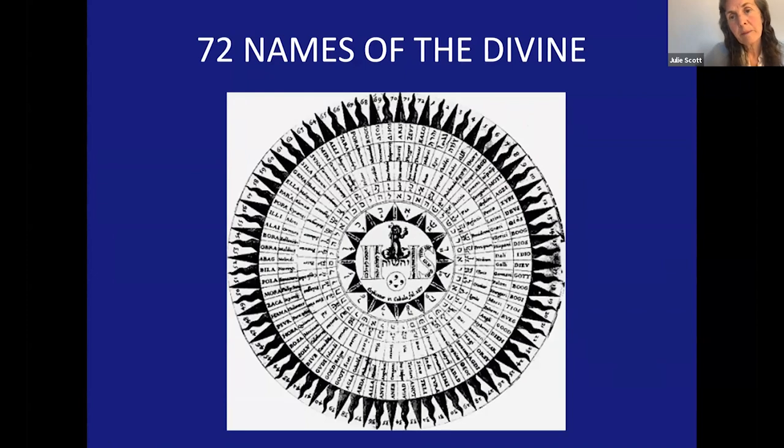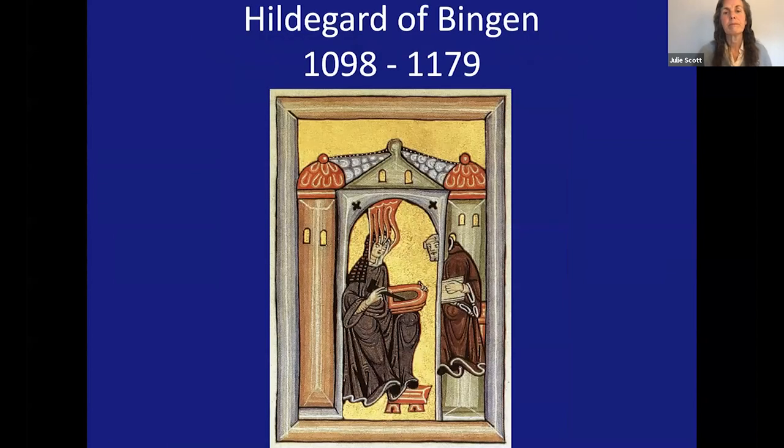There are other Kabbalistic mandalas, including this one, which is the 72 names of the divine. Some of you may be familiar with the work of Hildegard of Bingen, a German mystic who lived from 1098 to 1179. She was a composer and a philosopher and a visionary. She was the 10th child in her family, and at this time in history, the 10th child was given to the church. And so she was sent to a cloistered convent at the age of 8.